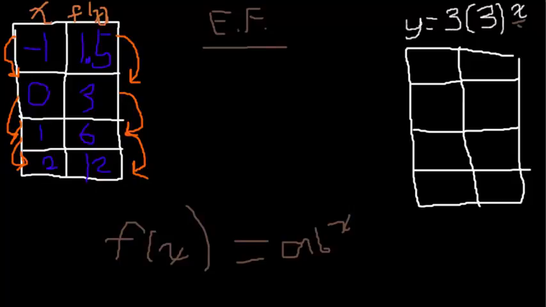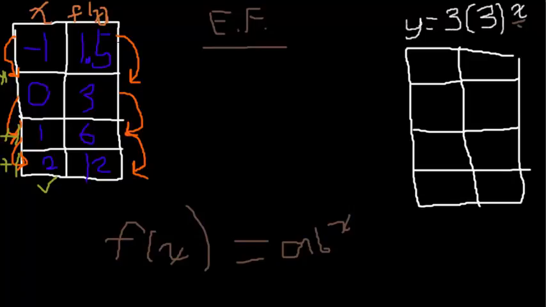So -1 to 0, well, that's a +1. These other components in the x column have to be +1 also in order for it to be good. So 0 to 1, that's +1. And 1 to 2 is +1. We're doing great so far. The x column is good. What about the f of x column?